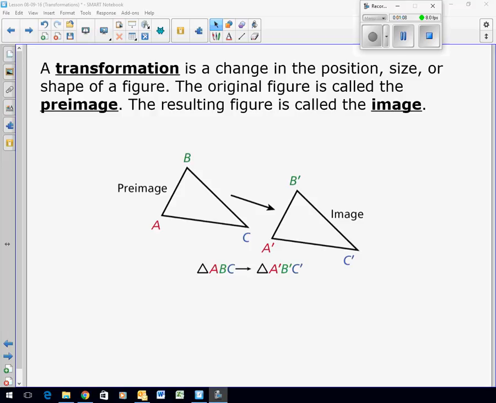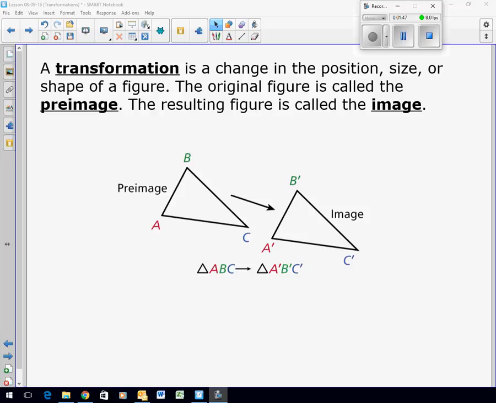The pre-image is indicated by capital letters. Pre-image, triangle ABC. This arrow tells me that it's being transformed into this image, A prime, B prime, C prime. See the apostrophes? So this is before the transformation. This is after the transformation. That's how I know what's going on in the transformation.